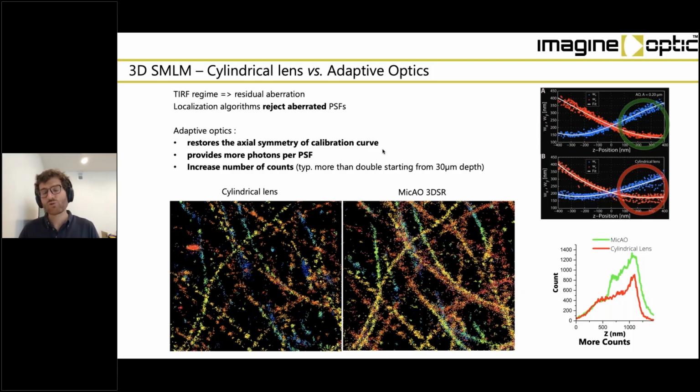And it happens usually much more on one side of the PSF, mostly because of spherical aberrations. And this is what we can see here. If you look at the number of counts on the bottom right of this slide, we see that for the first half, there is not much difference, but as soon as you go on the other side of the focal point, then there are many more localizations acquired with MicAO compared to with the cylindrical lens.